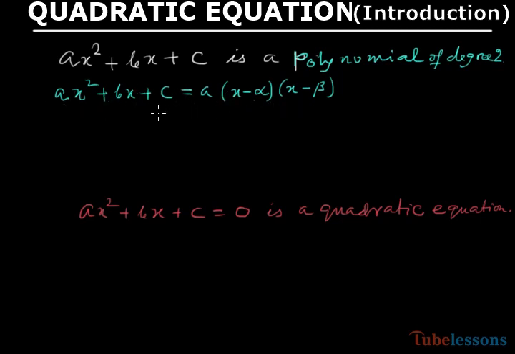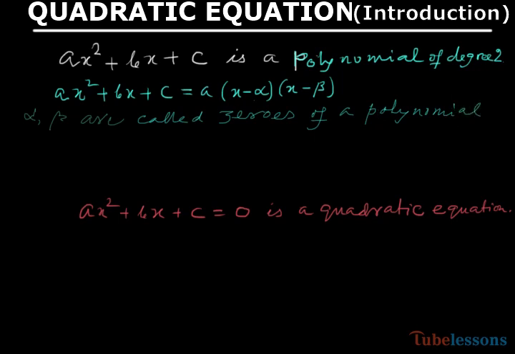we can write ax square plus bx plus c in the form a into x minus alpha into x minus beta. Here alpha and beta are called zeros of a polynomial.